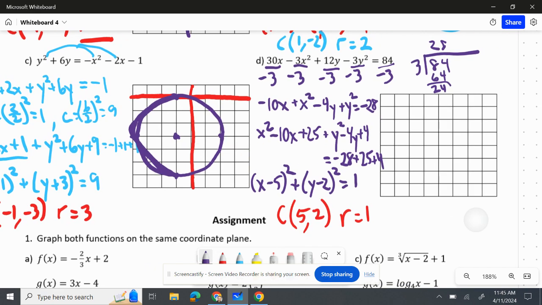I'm going to do the same thing as before. I'm going to adjust my axis so that when I graph this, I'm going to go right 5, 1, 2, 3, 4, 5, and I'm going to go up 2. And then I'm going to draw a radius of 1 all the way around it. And then to the best of my ability, I'm going to draw a circle.